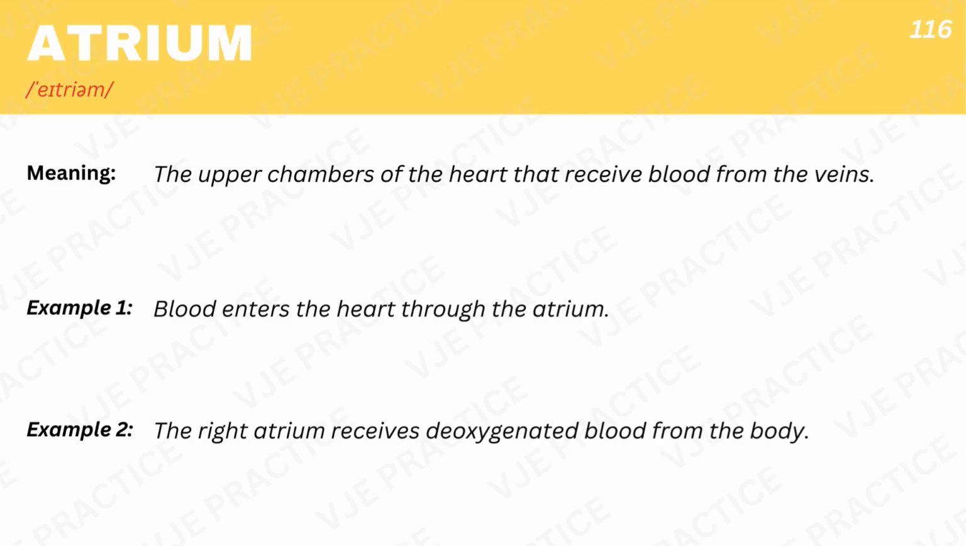Atrium, the upper chambers of the heart that receive blood from the veins. Example 1. Blood enters the heart through the atrium. Example 2. The right atrium receives deoxygenated blood from the body.